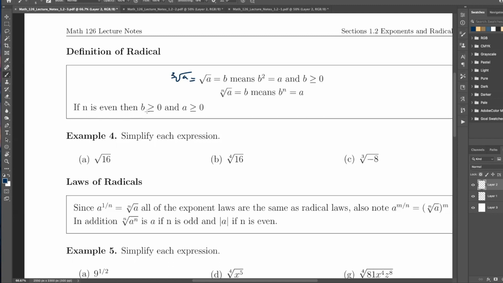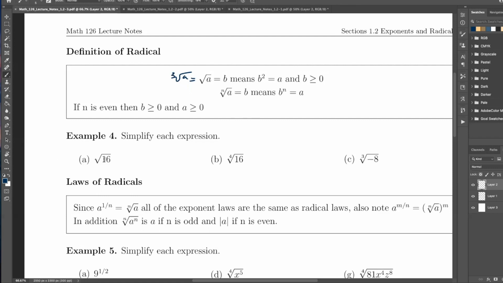And if n is even, so if this is an even number, this a has to be positive and the b has to be positive. If n is odd, you don't need that. You can have a here be negative and you can have b be negative.